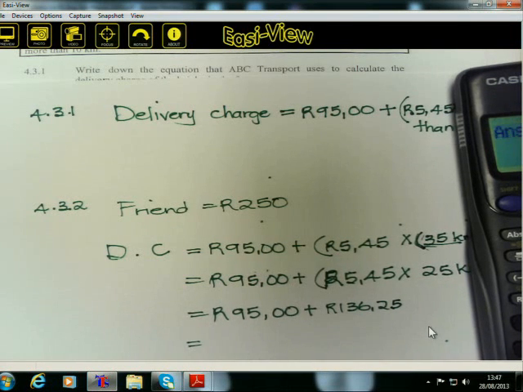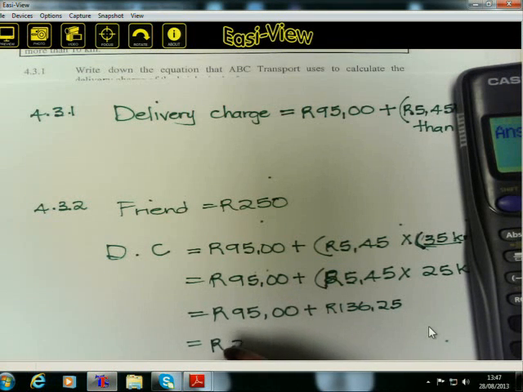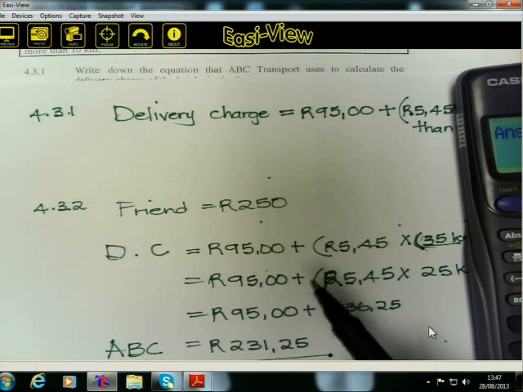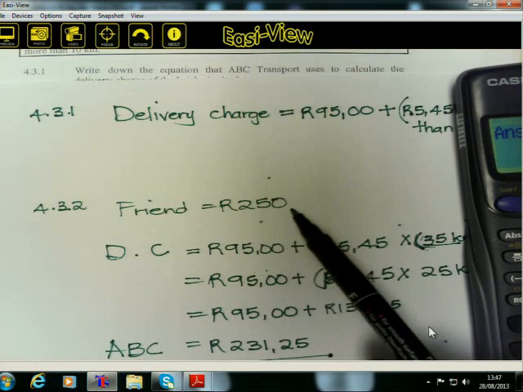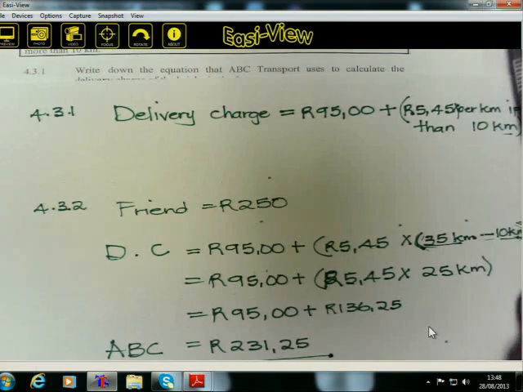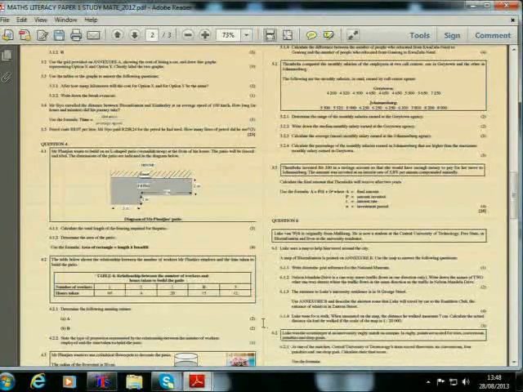We will add this to the 95 rand set fee, and we get a total of 231 rand 25 cents. Now what do you say? ABC Transport charges 231 rand 25 cents, and the friend offered 250. So it is obvious that you will take the cheaper one, or the most economical one. Right, moving right along.